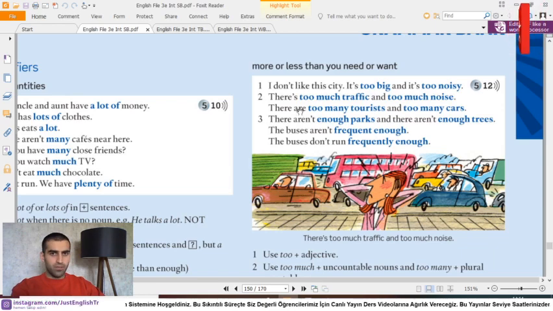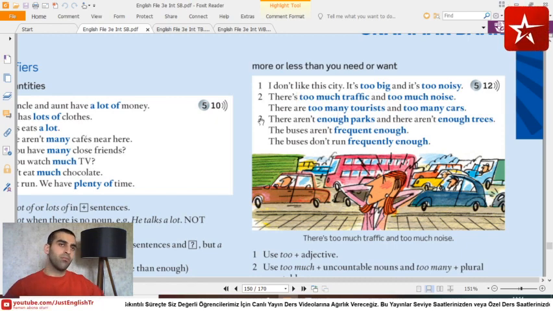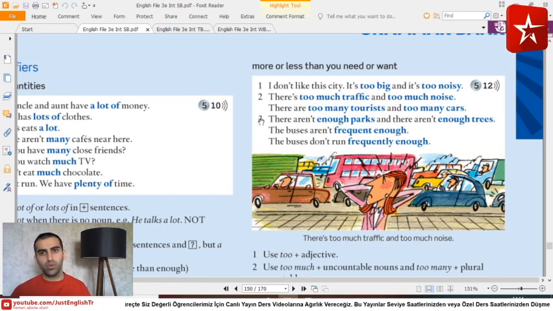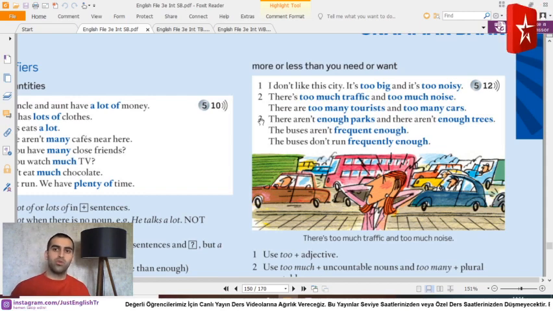And rule number two, too much and too many. It's the same as much and many. There is too much traffic and too much noise.